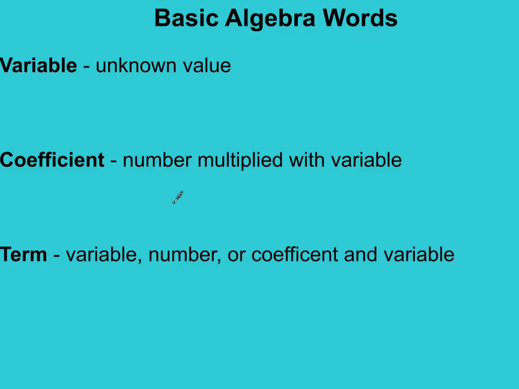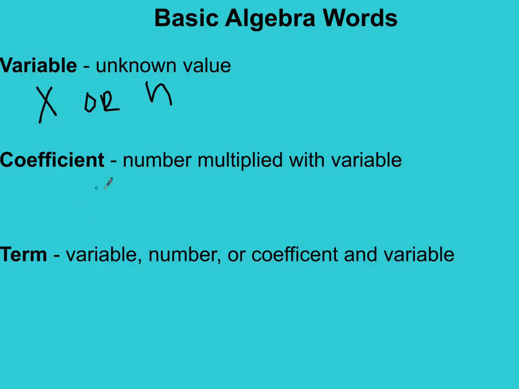Before we begin talking about like terms, we have to talk about some basic algebra words. The first word is variable. Now, the word variable basically just means an unknown value. And so in math, we usually let a variable be represented by any letter of the alphabet that you like. Most of the time, you'll see the letter X or N, but it can be any variable. Any variable can be any alphabet letter that you want it to be.